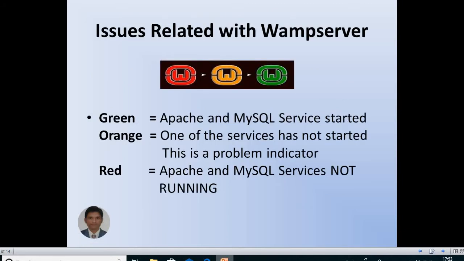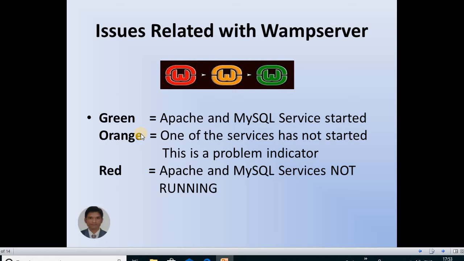Now next is issues related with the WAMP server. There are mainly three issues related with the WAMP server after installing it. If it is green, then it is okay. Otherwise it is a very tedious job to get it to green. There are three states. First is red, second is orange, and third is green.